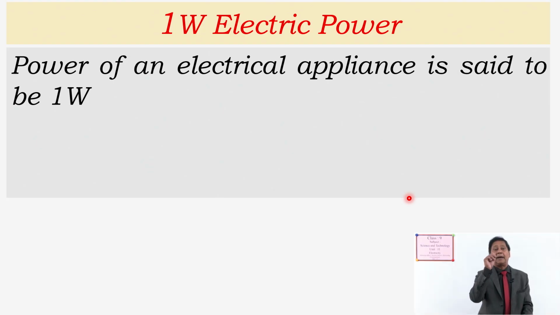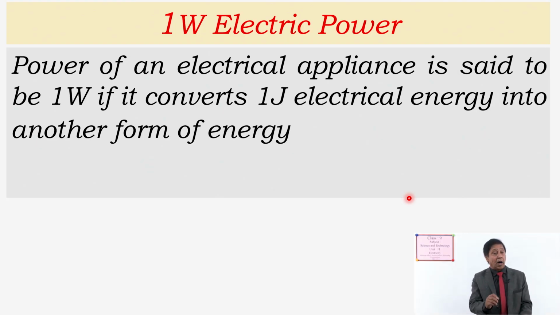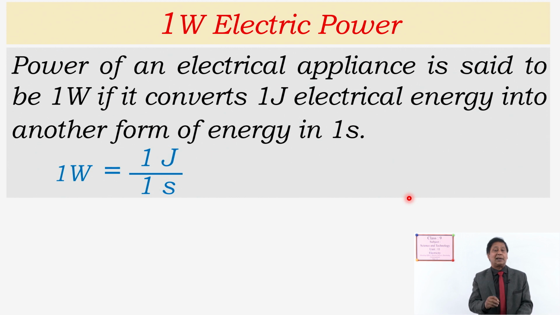Now, if we know what is electric power, then we must know what is 1 watt power also. 1 watt electric power means what? Power of an electrical appliance is said to be 1 watt if it converts 1 joule electrical energy into another form of energy in 1 second. If we have a device and it converts 1 joule electrical energy into other form of energy in 1 second, then its power is said to be 1 watt. And 1 watt equals 1 joule per 1 second.